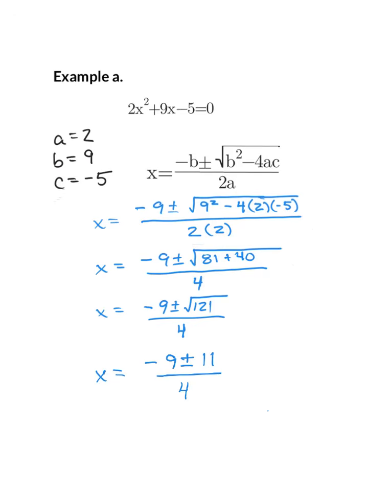Now this is an example of the first type of problem that I talked about in terms of simplifying the fraction. Since our square root did simplify completely, we want to separate this problem into two different problems. The plus or minus is basically a shorthand notation for saying negative 9 plus 11 over 4, or negative 9 minus 11 over 4.